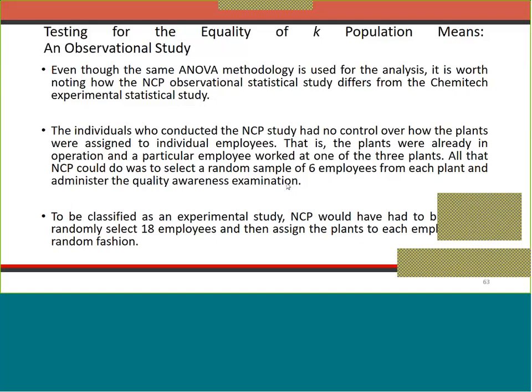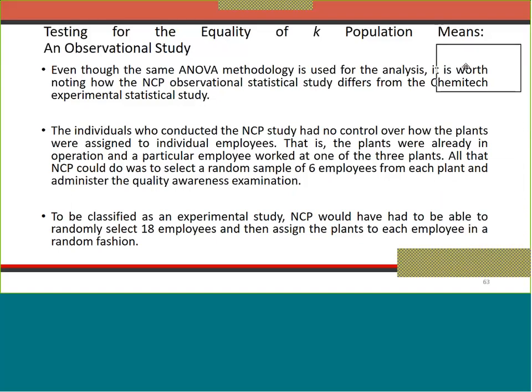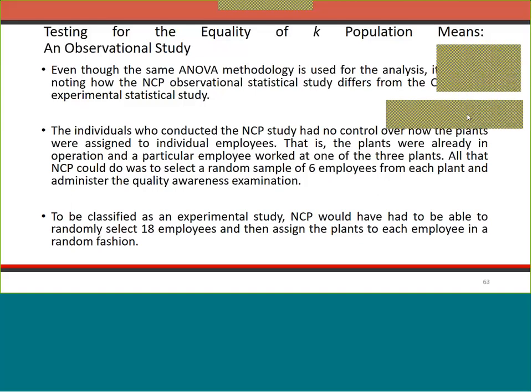If you want to make NCP an experimental study, what to do? You have to assign plants to these workers. To be classified as an experimental study, NCP would have had to be able to randomly select 18 employees and then assign the plants to each employee in a random fashion. Then only it becomes an experimental design.